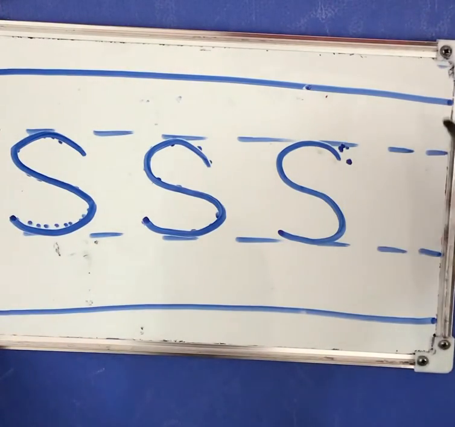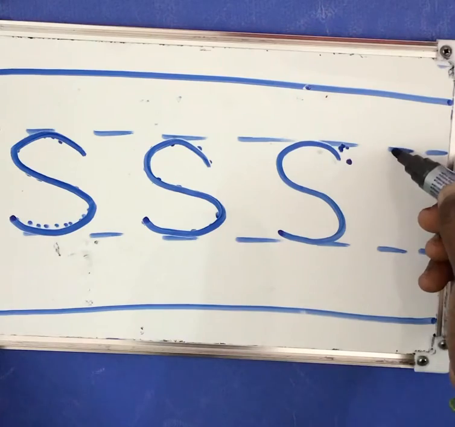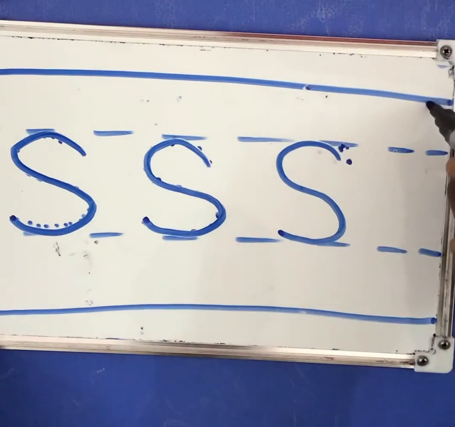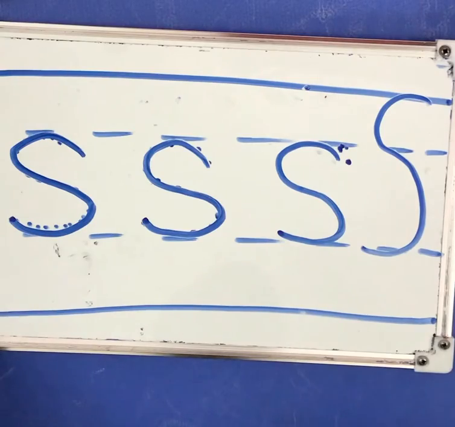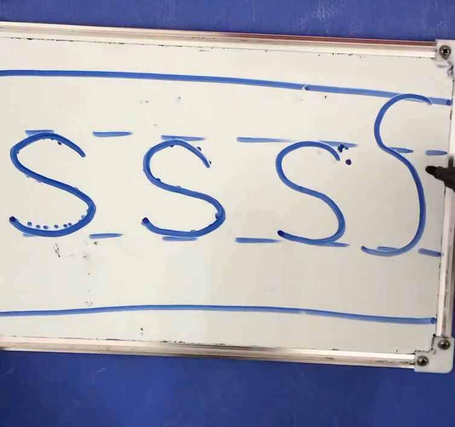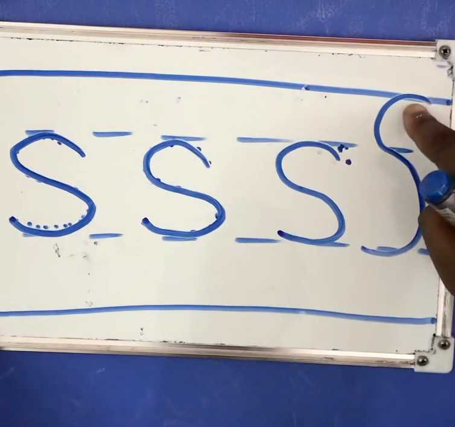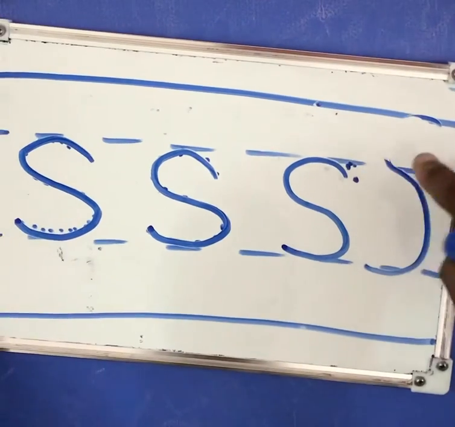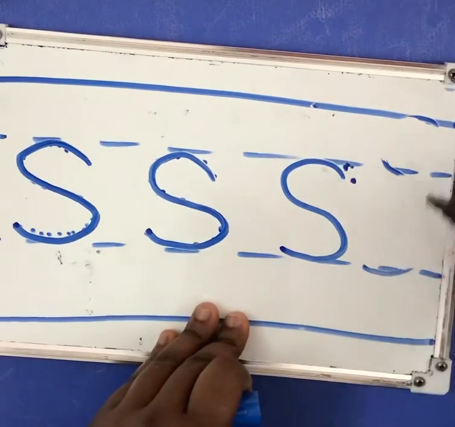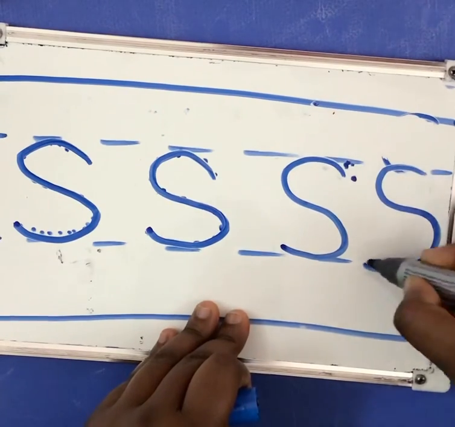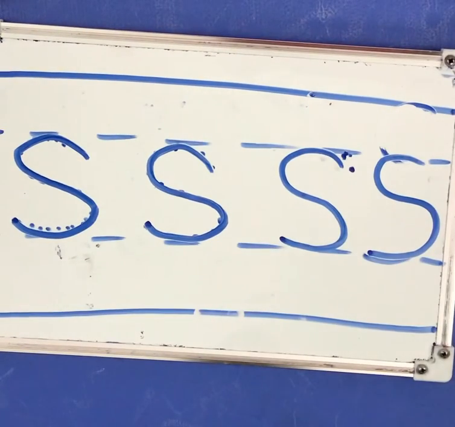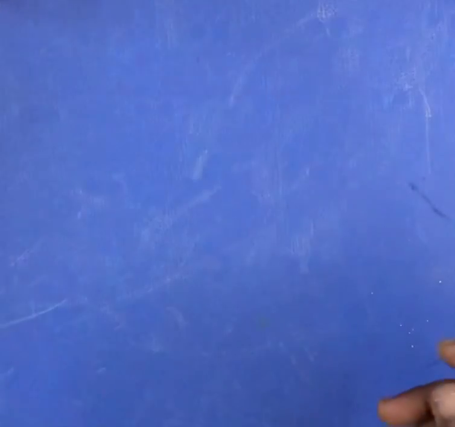Okay, where are we going to start? Do we start from the middle line or from the top line? If I do like this, is it correct? No. S is not a tall letter, it's a short letter. So we don't start from the top line. We write S starting from the middle line. Caterpillar and around. Okay? Good job.